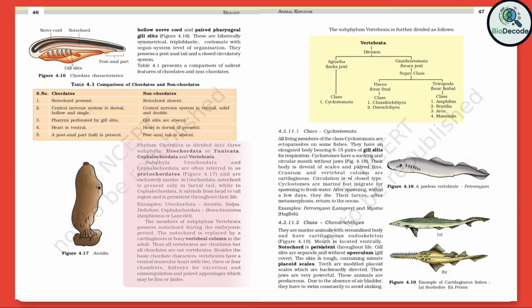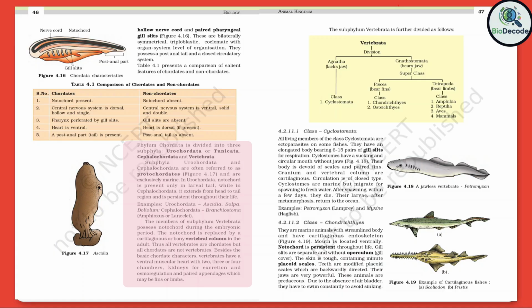Phylum Chordata is divided into three subphyla: Urochordata or Tunicata, Cephalochordata, and Vertebrata. Subphyla Urochordata and Cephalochordata are often referred to as protochordates, figure 4.17, and are exclusively marine. In Urochordata, notochord is present only in larval tail, while in Cephalochordata it extends from head to tail region and is persistent throughout their life. Examples: Urochordata, Ciona, Salpa, Doliolum; Cephalochordata, Branchiostoma, Amphioxus, or Lancelet.